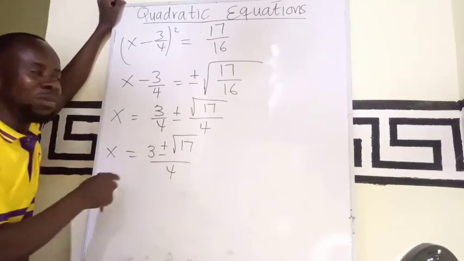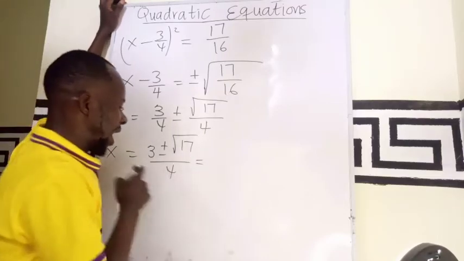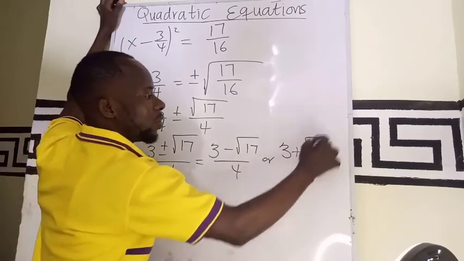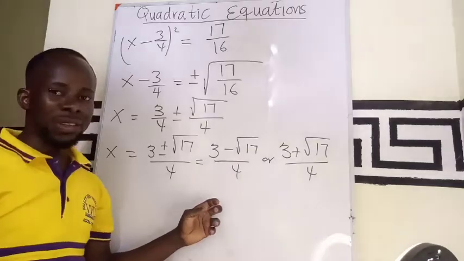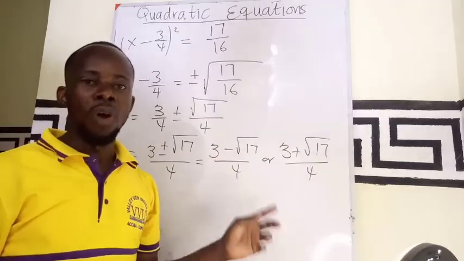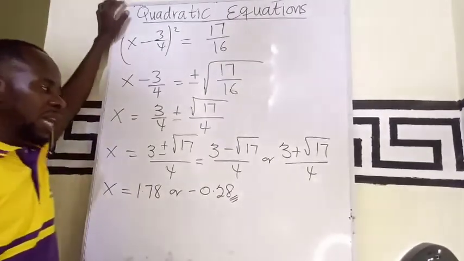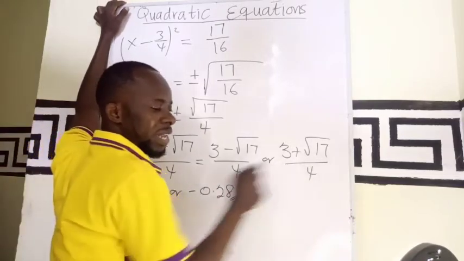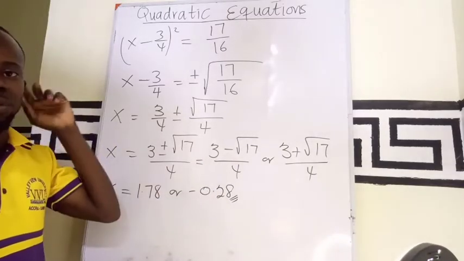So since it's plus and minus, it means that we are looking for two roots. The roots are always 2. So in this case, we are going to have 3 minus root 17 over 4 or 3 plus root 17 over 4. If I use a calculator and operate this, the answer I will get will be 1 of the roots. And if I use a calculator on the other, that will also give me the second root. Let's operate this on a calculator and see. Alright, so if you use a calculator, that is 3 minus the root 17 over 4, we get negative 0.28. If you put the other in the calculator, you get 1.78. So these are the roots of the equation that we were asked to solve.